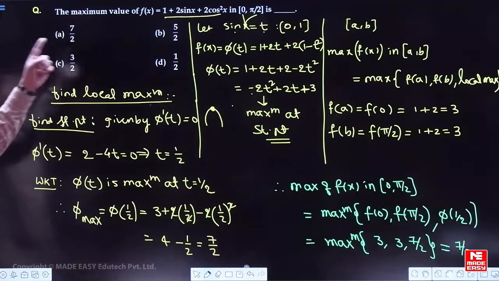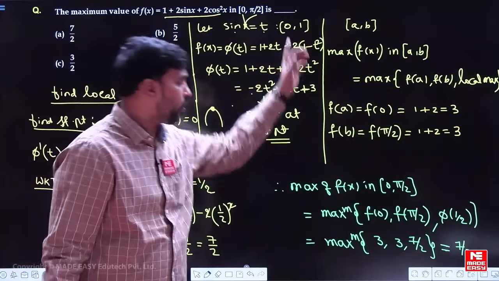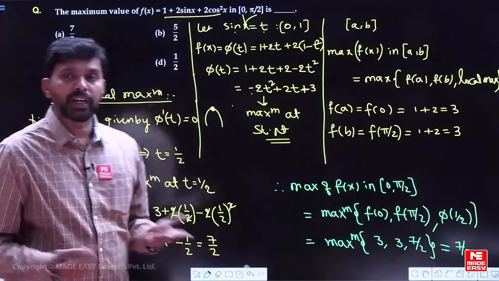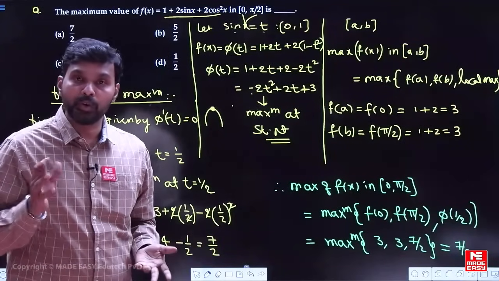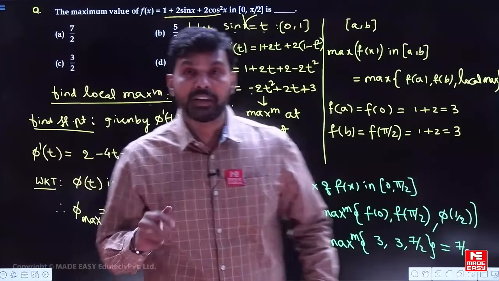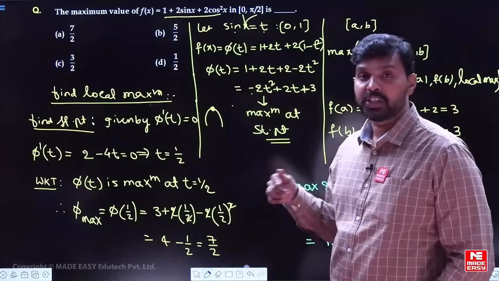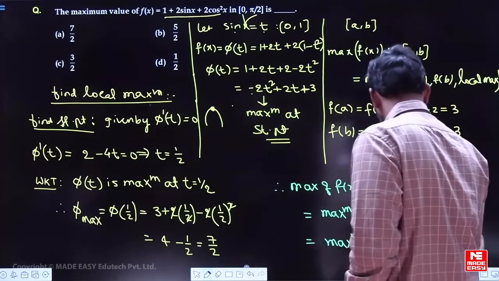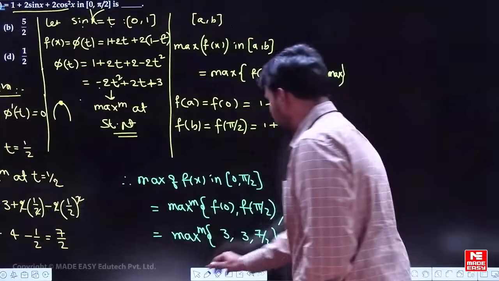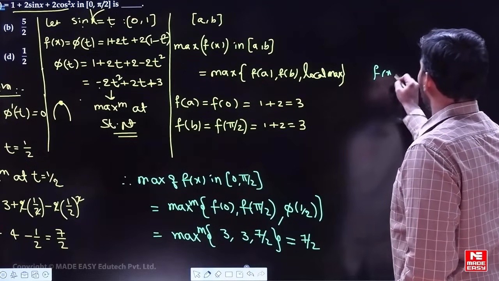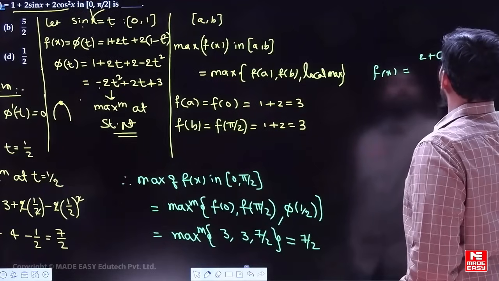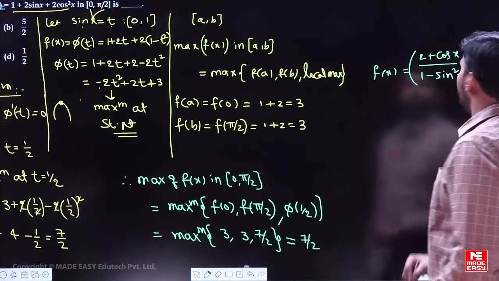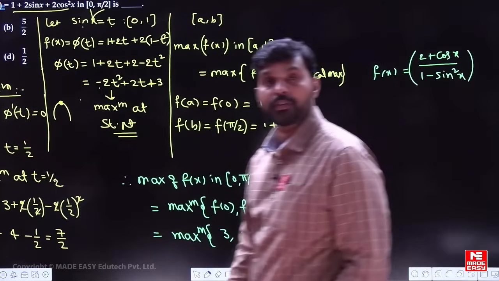So the maximum value of this function f of x in the interval 0 comma pi by 2 is 7 by 2. Someone can say, sir, we can do it with sine and cos only. It's comfortable, you can do it with that. But why I have taken the substitution concept is that sometimes we can get such questions, right? For example, have a look here at the function f of x: 2 plus cos x minus 1 minus sin square x. See, this is a kind of function you will get sometimes.